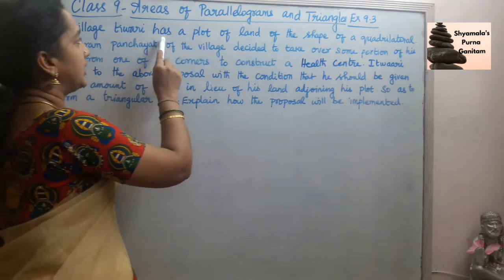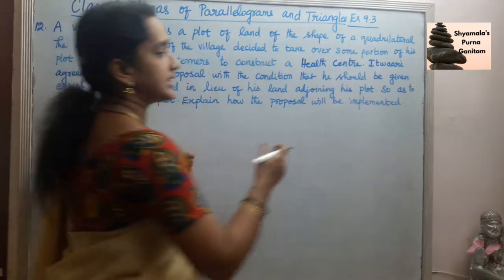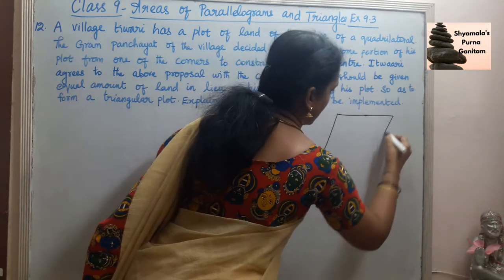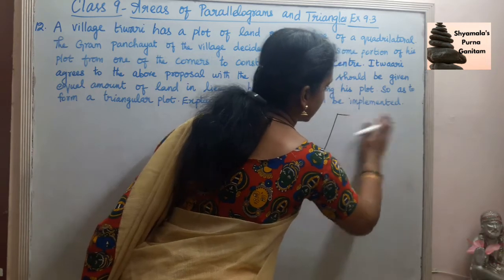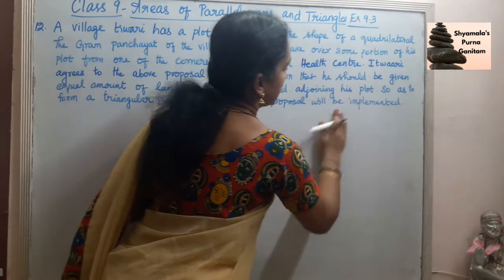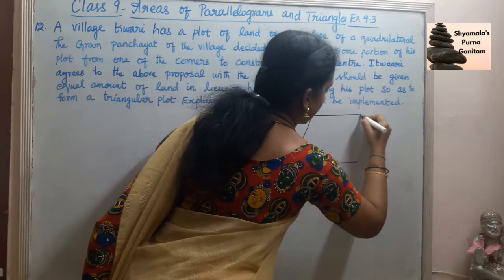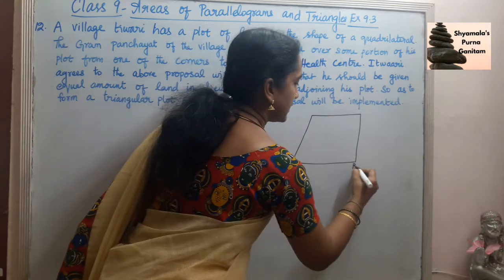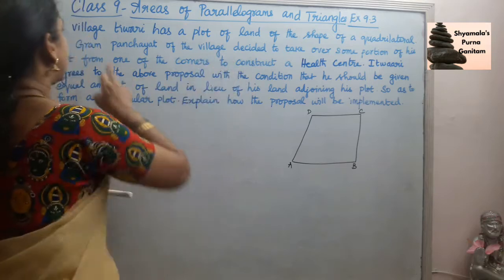A village Tiwari has a plot of land of the shape of a quadrilateral. So he is having a quadrilateral shaped field, that is a four-sided figure. Like that, he is having a plot of land. Any four-sided figure like this. So we will name that as A, B, C, D.